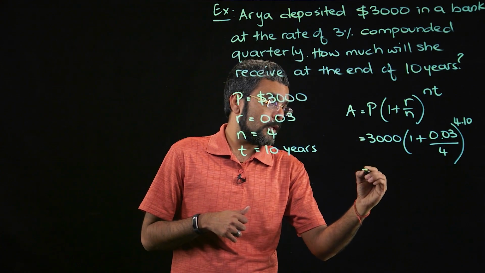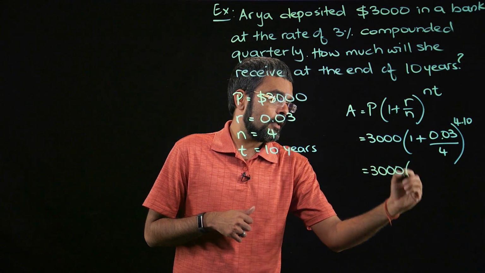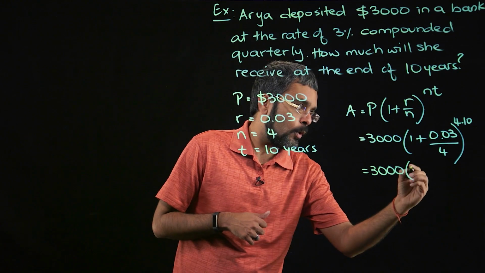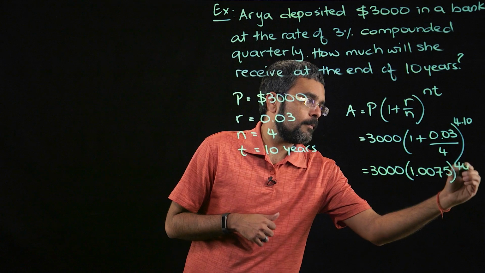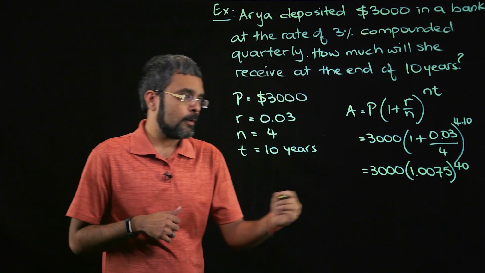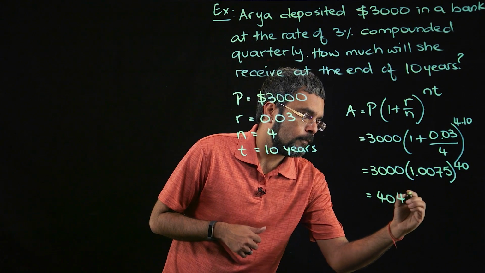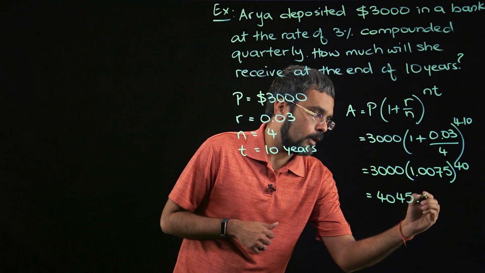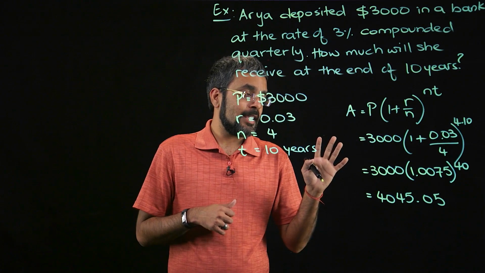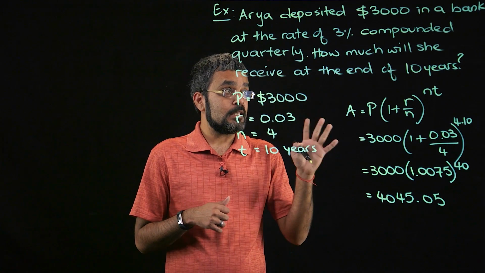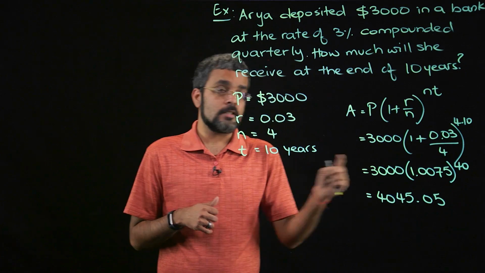So let's go ahead and compute this. If you solve the thing inside, I'm going to get 3,000 times 1.0075 to the 40. Okay, and if you compute that, you get 4,045.05. So this is the amount that she's going to get back at the end of 10 years, which means in 10 years, the amount of interest she earned was $1,045.05.